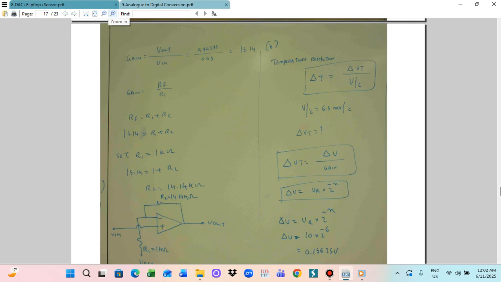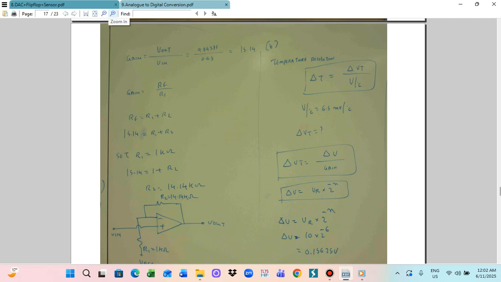So the equation is delta T equal to delta VT divided by the voltage per degree centigrade. This equation, delta VT divided by the voltage per degree centigrade, you call the temperature resolution. And in the meantime, you also calculate the delta VT. The voltage per degree centigrade is already given.